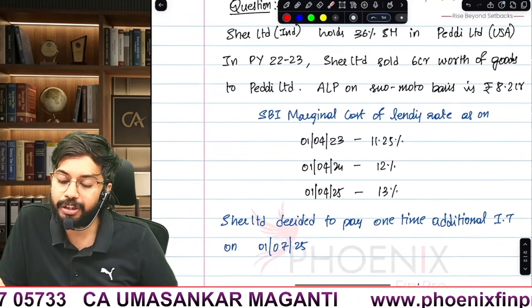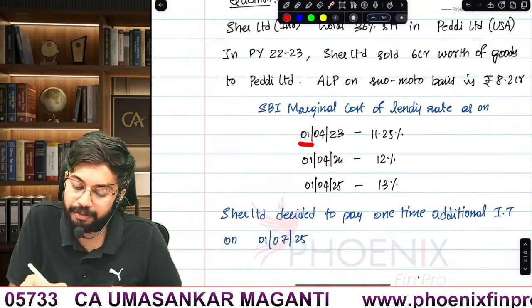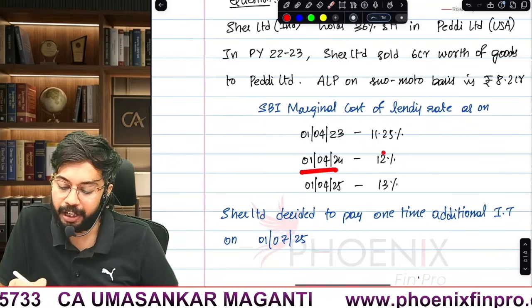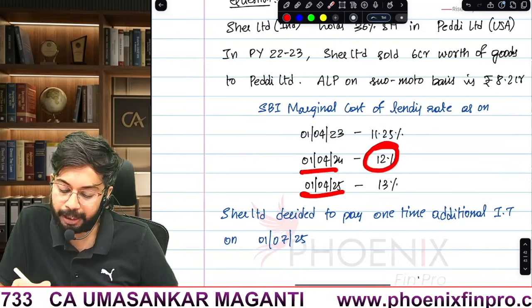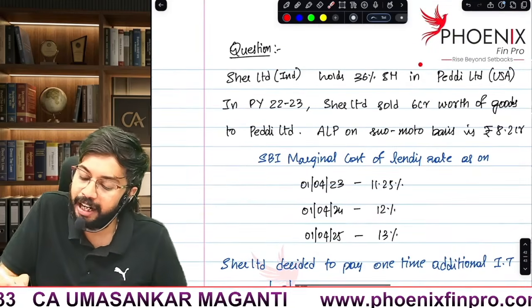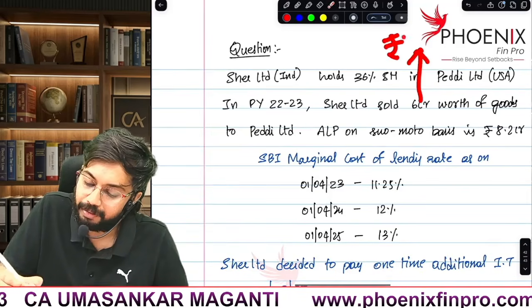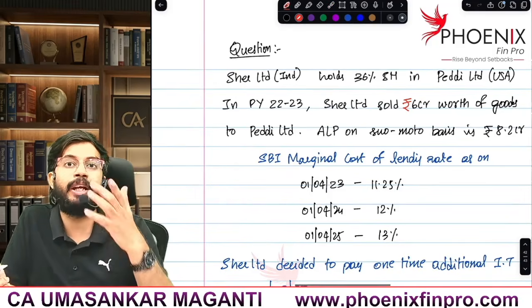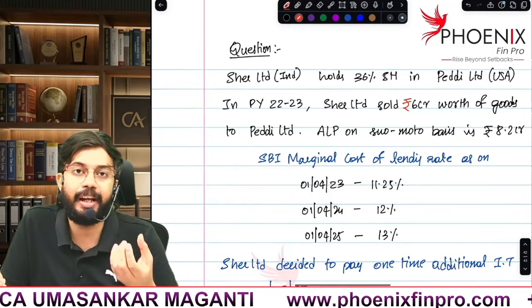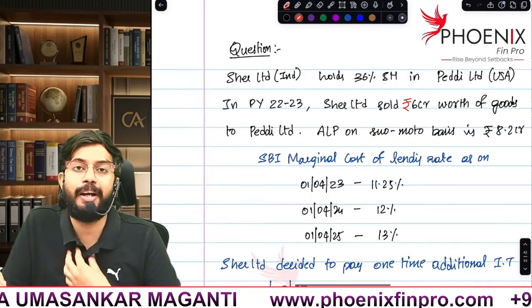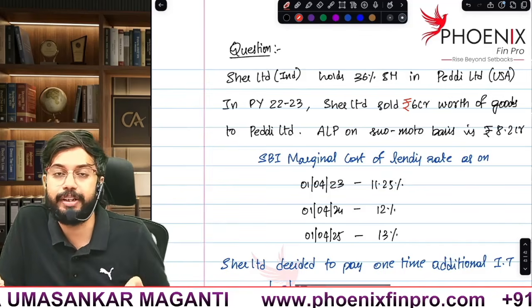SBI marginal cost of lending rate as on 1st April 23 is 11.25%, 1st April 24 is 12%, 1st April 25 is 13%. Here the transaction is denominated in Indian rupees, right? As the transaction is denominated in Indian rupees, you have to take the SBI marginal cost of lending rate as on 1st April of the previous year. Additionally, you need to add a spread of 3.25%, correct?